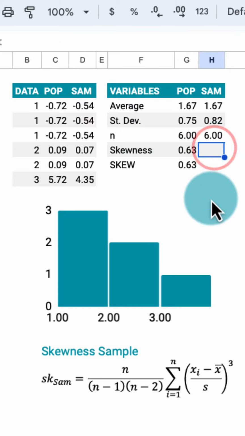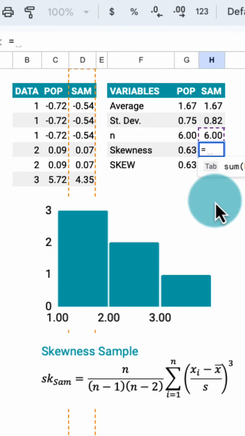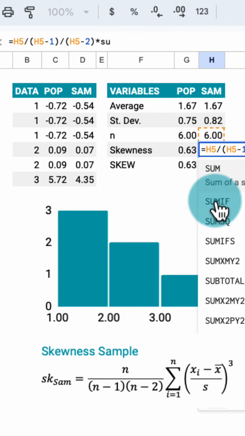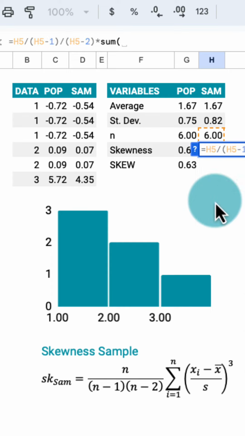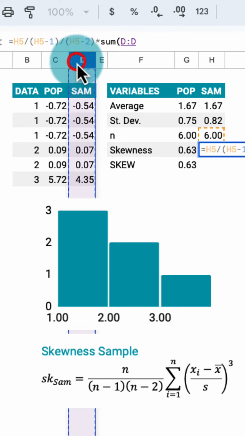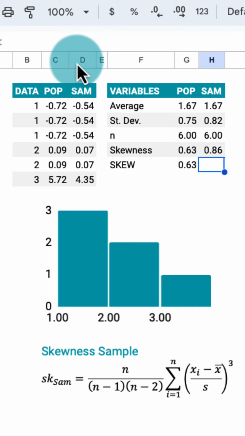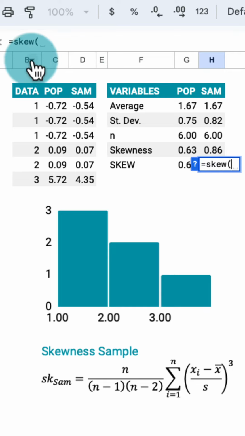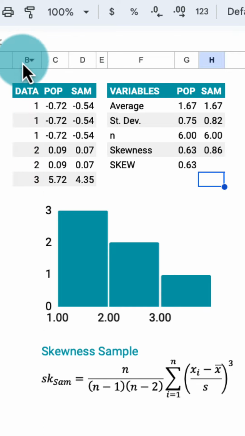Now our equation of skewness requires us to make it equal to the number of data points divided by the number of data points minus 1, divided also by the number of data points minus 2, and then we can grab the sum of all the values in our column with the deviations. Finally, we can utilize the SKEW equation and put in the same data points as we had before, and we obtain the same results.